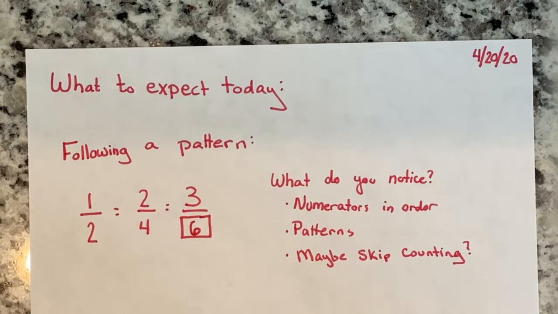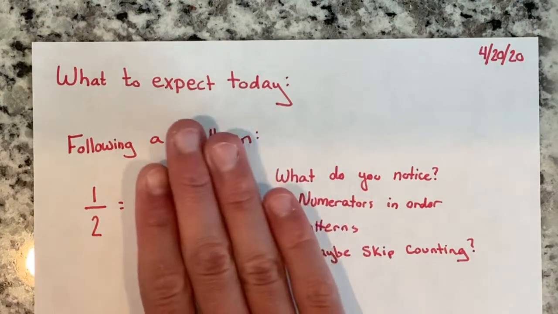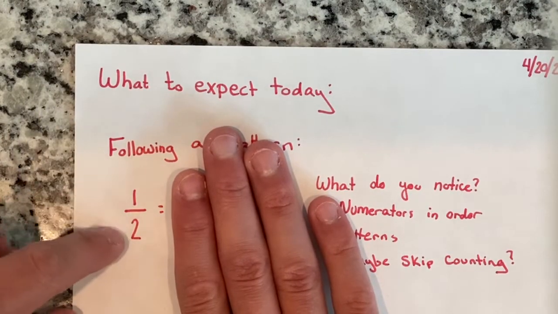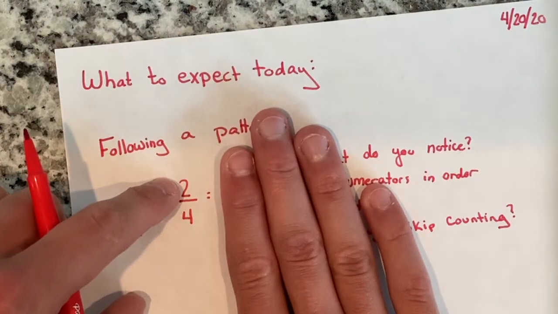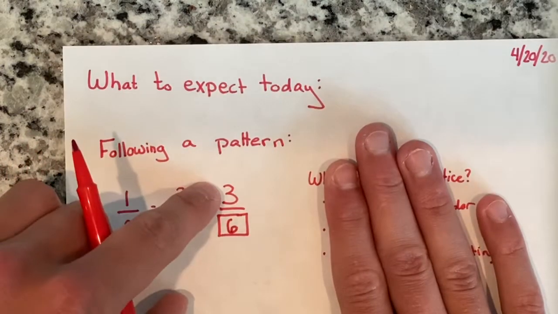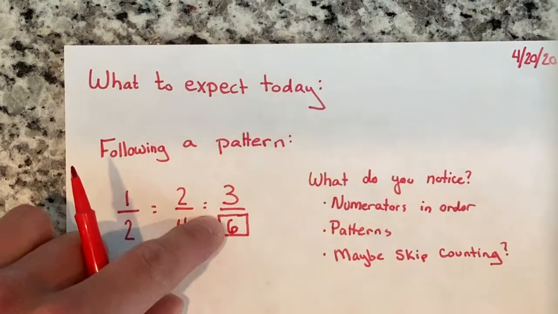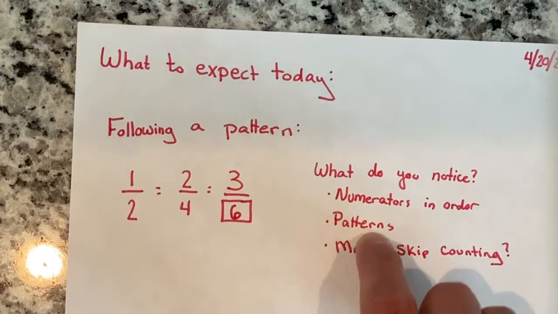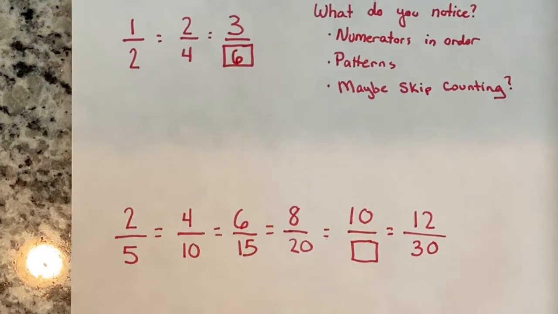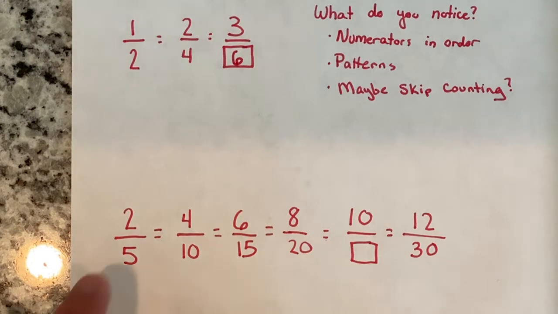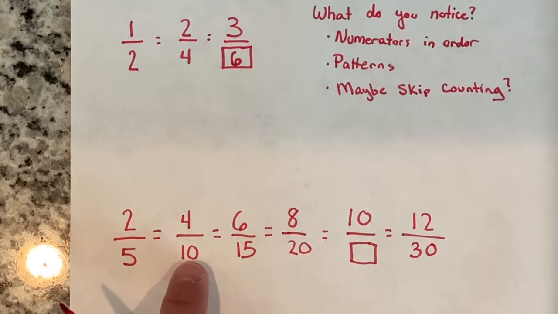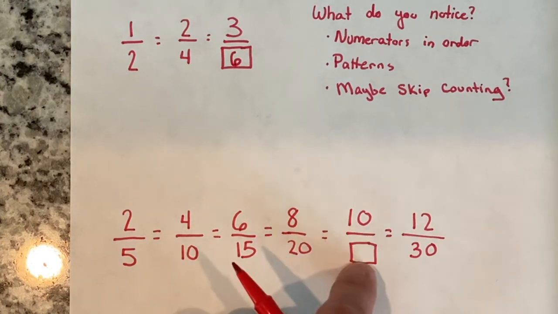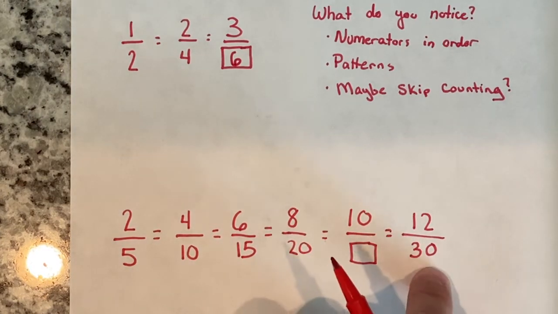Skip counting by 2. Another way I could solve this pattern is by looking at the numerator to the denominator. 1 times 2 is 2. 2 times 2 is 4. 3 times 2 is 6. So my pattern here was either skip counting by 2's or multiplying the numerator by 2. Same kind of thinking down here. This one's a lot bigger. 2/5 equals 4/10 equals 6/15 equals 8/20 equals 10 something equals 12/30.